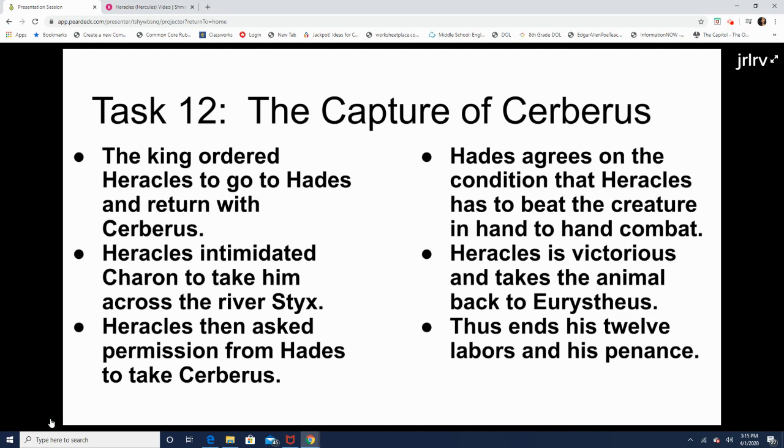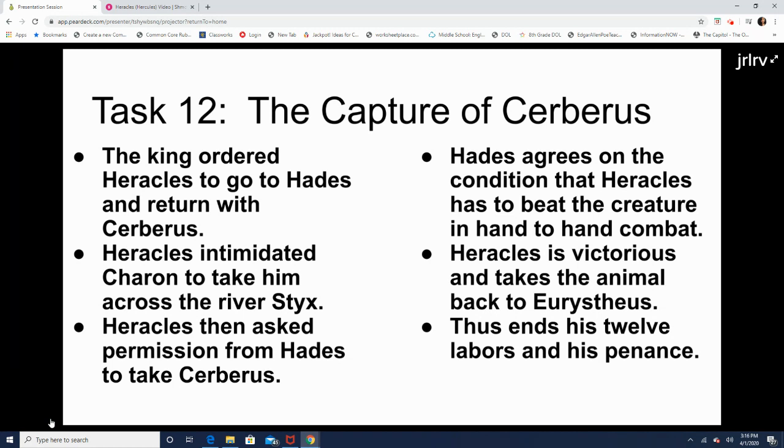It says the king ordered Heracles to go to Hades and return with Cerberus. Heracles intimidated Charon, and we talk about who Charon was. He's the ferryman to get across the river Styx, and the river Styx separates life from death. He intimidated Charon to take him across the river Styx.